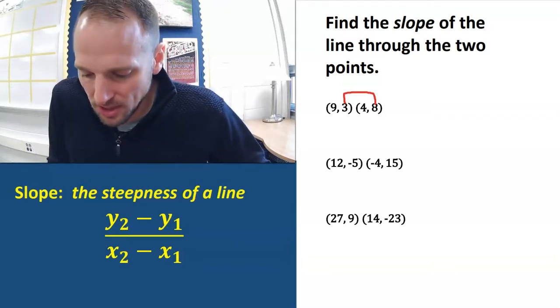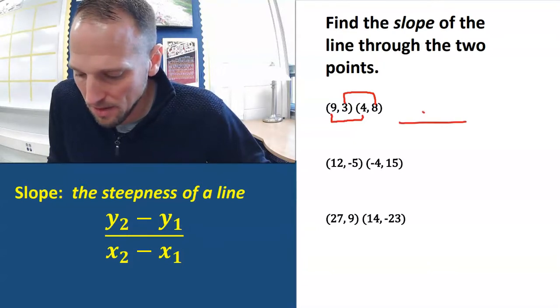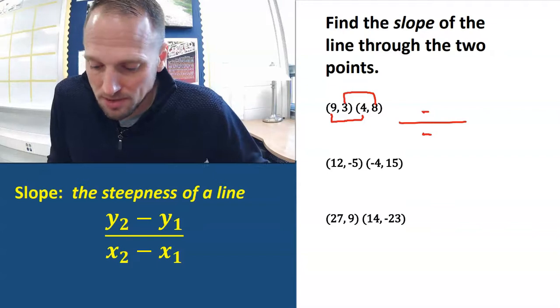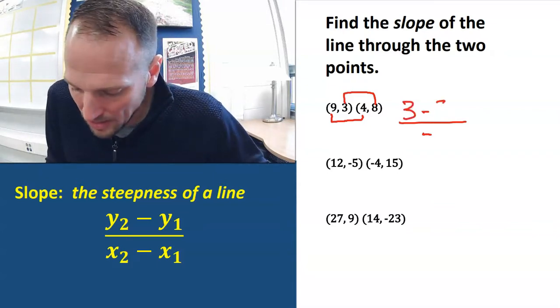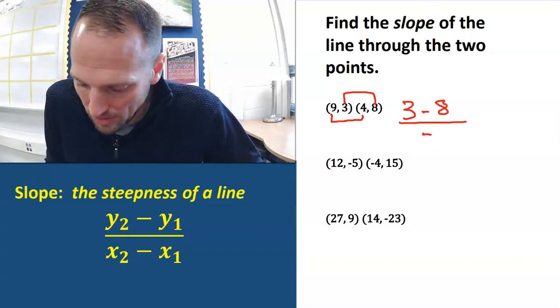So I'm going to connect my y's on the top and connect my x's on the bottom. And then I'm just going to plug them into the slope formula. So on the top, I see that I've got 3 minus 8. Again, the y's are on the top. The x's are on the bottom.